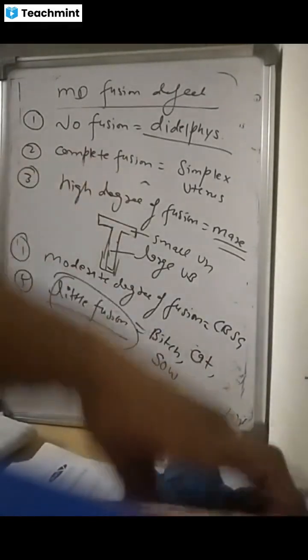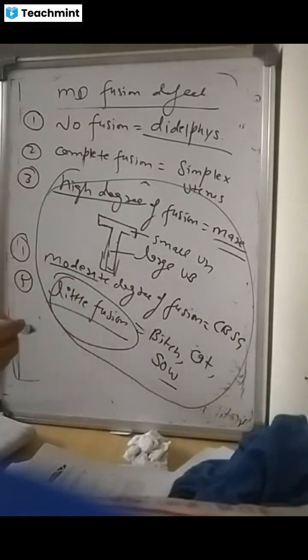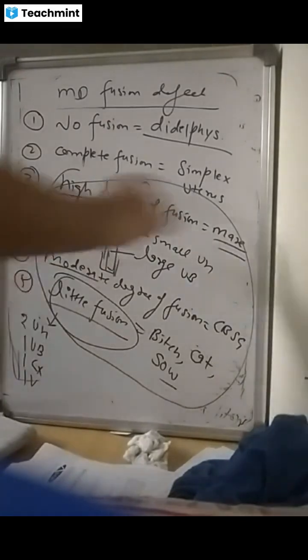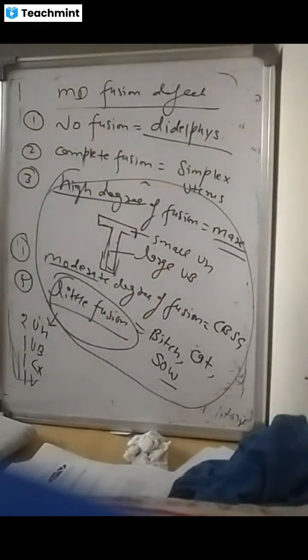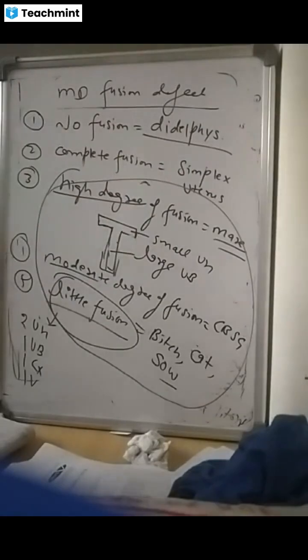So in all these three cases, where there is a high degree of fusion, there are two uterine horns, one cervix and one vagina, in case of animals. Complete fusion, simplex, is normal in human. No fusion, didelphys, where both Mullerian ducts develop separately.